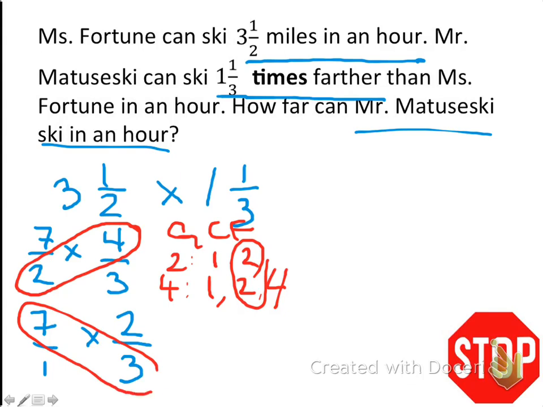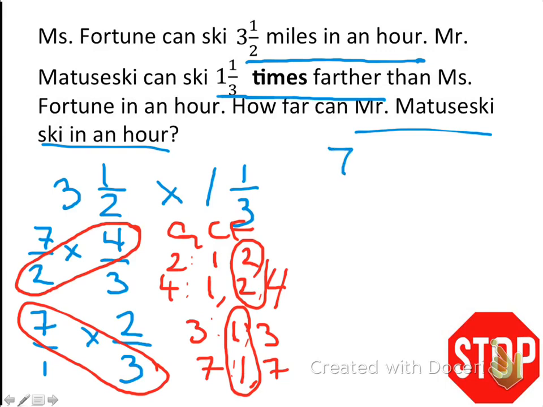7 and 3. And think if they have any greatest common factors. Let's check. Factors of 3 are 1 and 3. And the factors of 7 are 1 and 7. So their greatest common factor is 1. They're actually both prime numbers because they're only multiplied by 1 and itself. So we can't simplify them at all. So now we multiply the numerators and then multiply the denominators together.